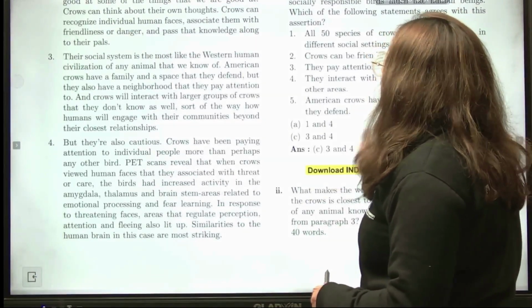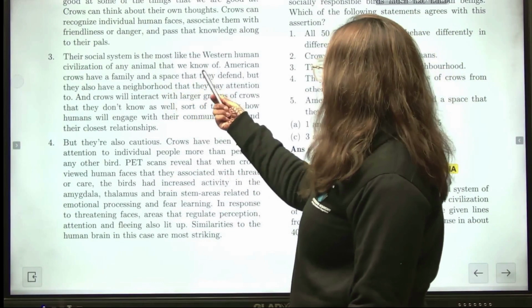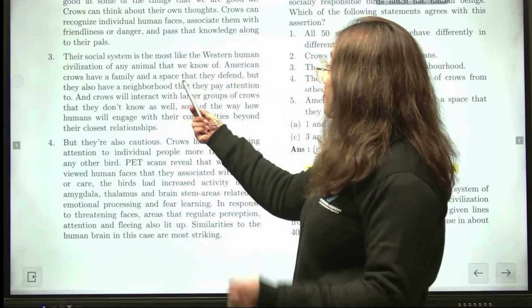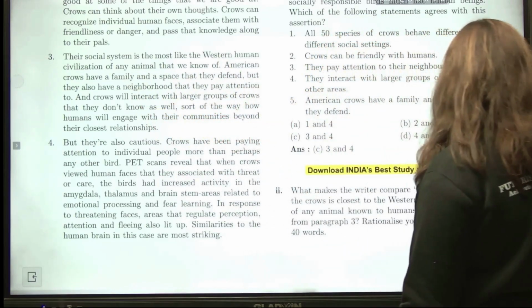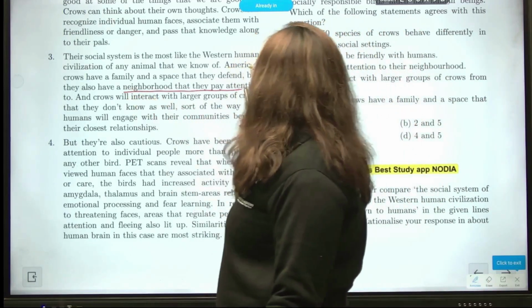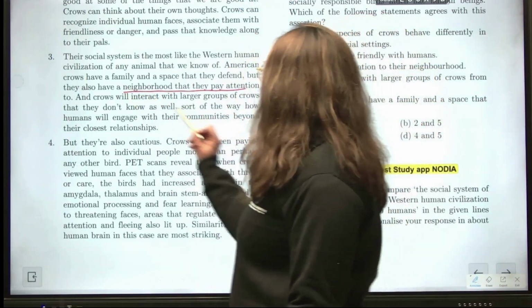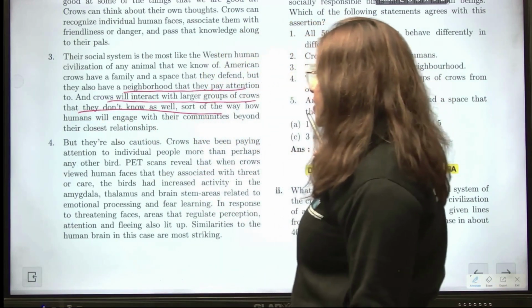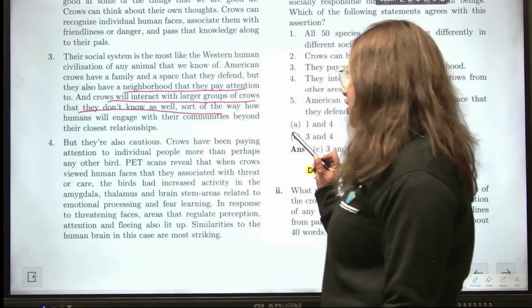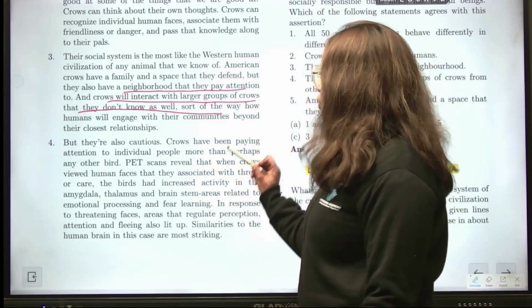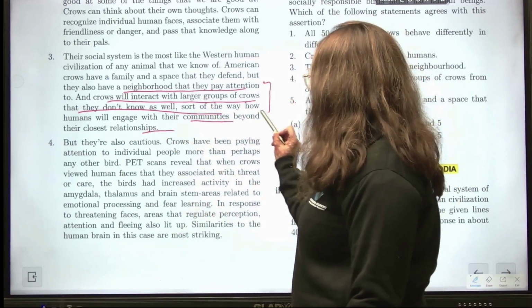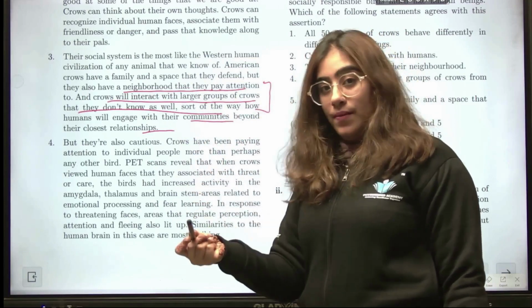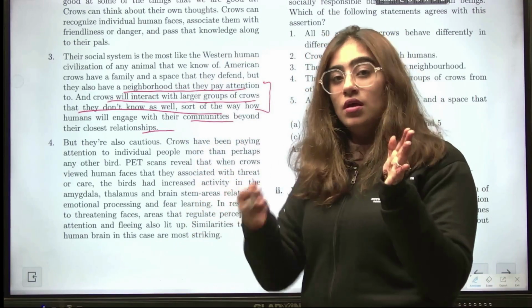आगे read करते हैं. Their social system is the most like the Western human civilization of any animal that we know of. American crows have a family and a space that they defend, but they also have a neighborhood that they pay attention to. तो ये आ गया, they have neighborhood that they pay attention to, and crows will interact with larger groups of crows that they don't know as well. Sort of the way how human will engage with their communities beyond their closest relationship. So ये भी लिखा हुआ है कि this is how human behave with their community and this is the way how crow behave with their community. So this is very much similar between human and crows.